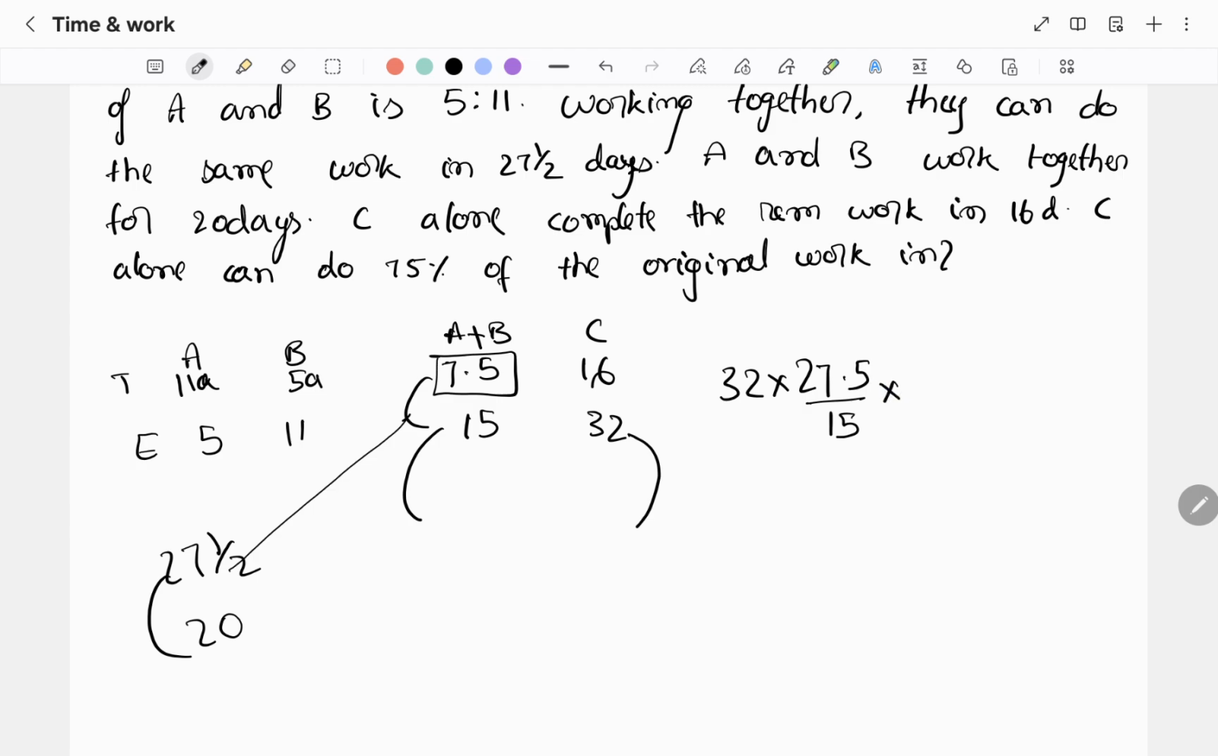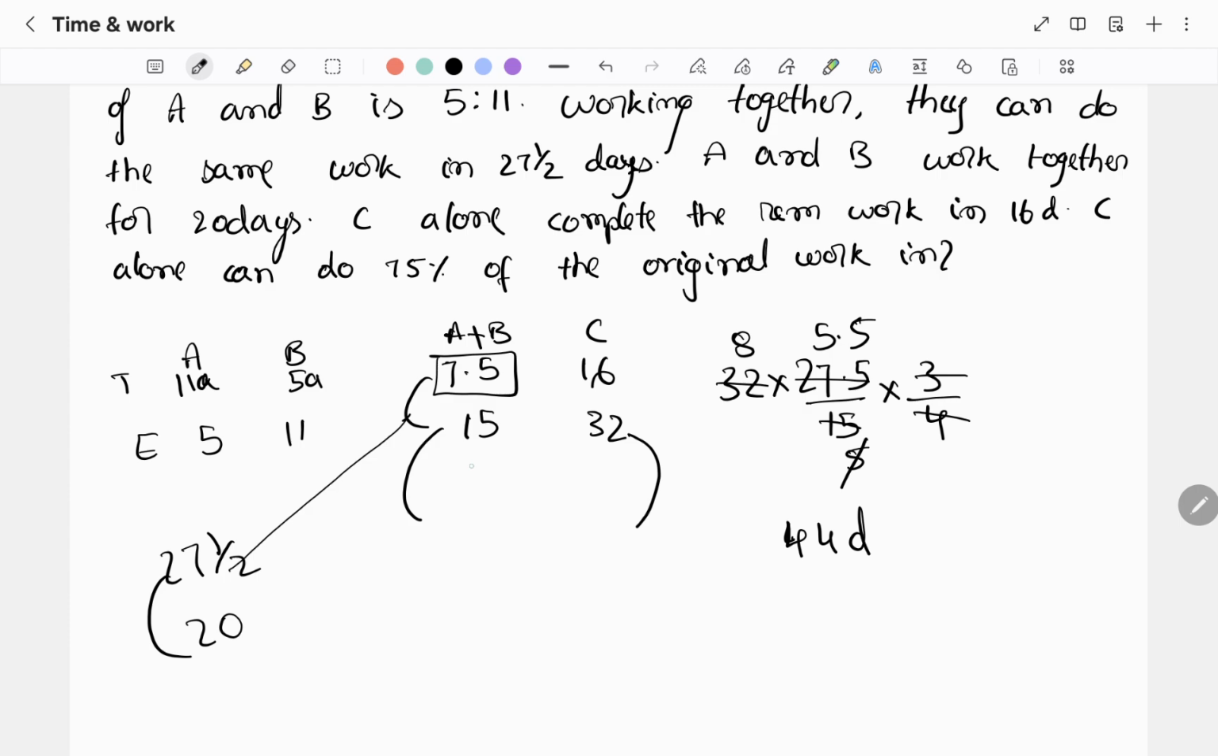This 100% of the work we don't need, but actually we need 75%. 75% is 3 by 4. 4 ones, 4 eights. 3 ones, 3 fives. 5 ones, 5 fives, and 5 fives. So 44 days. In 44 days, they will complete the work.